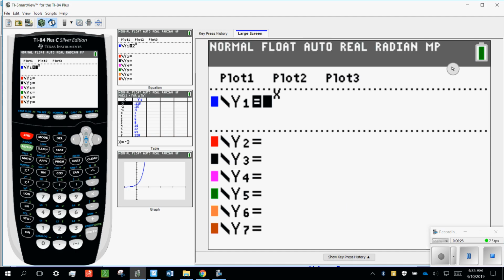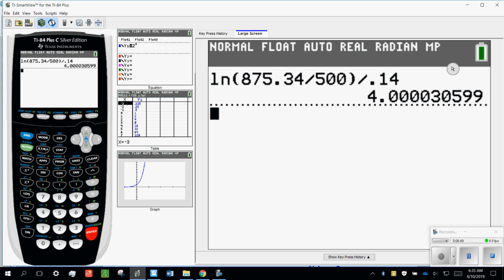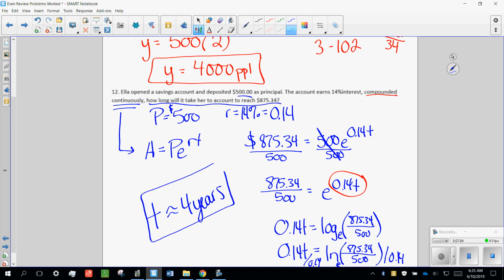And this will be it for this video. We're going to do the natural log of 875.34 divided by 500, and then we're going to divide that by 0.14. And it gets right at 4, so just a little more than 4. I feel pretty comfortable rounding that and saying t is about 4 years. So not bad, but also not great. Keep working on it, Ella, and we will keep working on the review in another video.